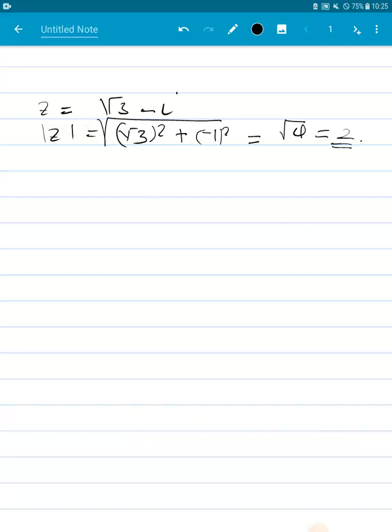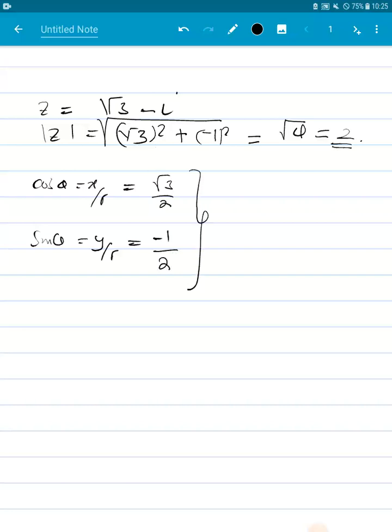That's how come. Alright, so cos theta is x over r. What is x? Our x is root of 3 over 2. Sin theta is y over r. And what is y? When you look at y, it's just negative 1 over 2. We are looking for an angle like that.